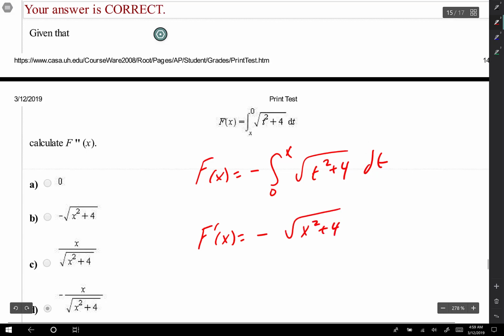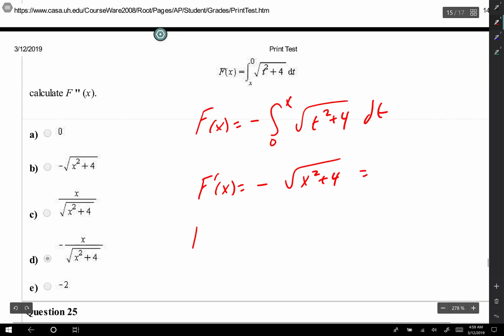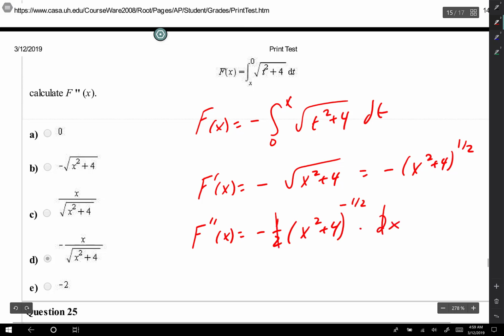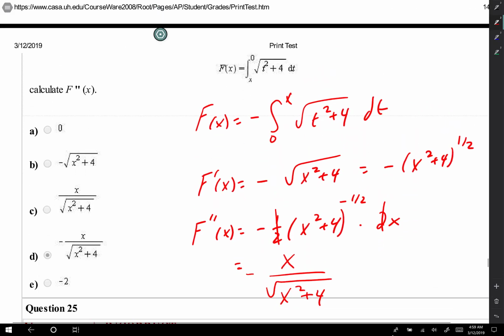And now I'm going to take the second derivative. Before I do that, let me rewrite it. All right, here we go. F double prime of x equals, bring the half to the front, and then x squared plus 4 to the negative half times 2x. The half and the 2 go away, and you have x over negative square root of x squared plus 4. So there you go.